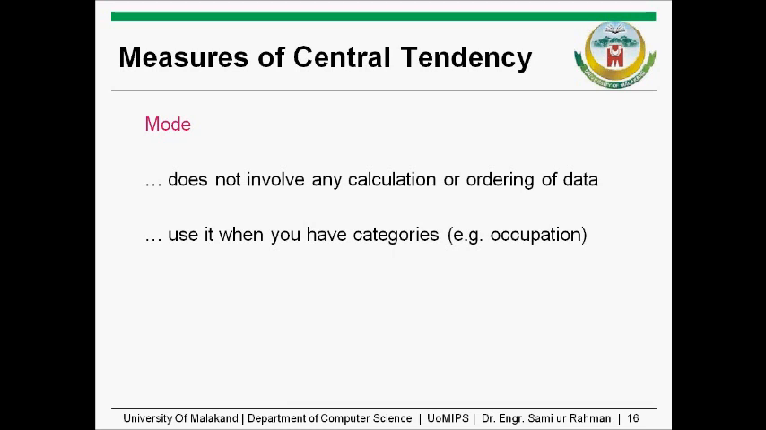Mode doesn't involve any calculation or ordering of data. You just consider the number of specific values and then the number of occurrences for those specific values. Okay, is it clear?